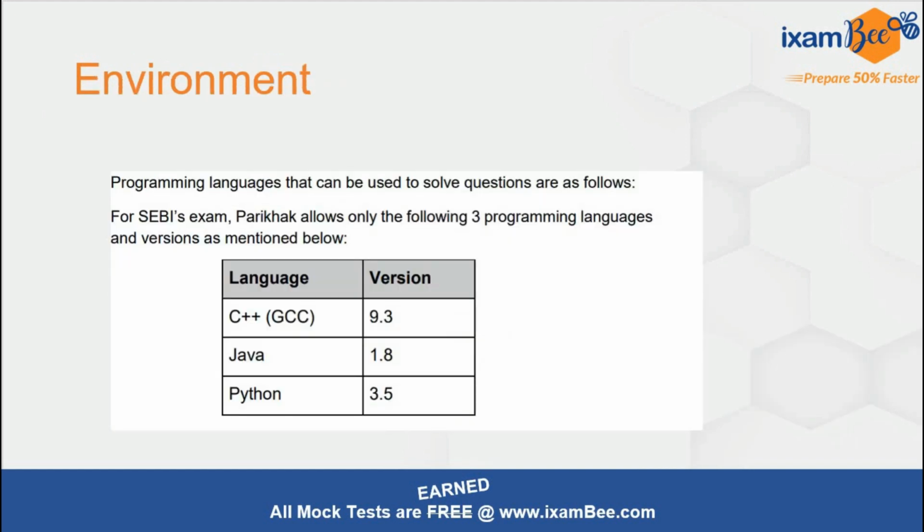Now, environment. What kind of environment we are going to get? So for C++, Java and Python, these will be the 3 things that you will be allowed to code in the exam. And there are the versions, the compiler versions. For C++, GCC, it's 9.3. Pretty much outdated as compared to the one that we are running today. For Java, it is 1.8, and for Python, it is 3.5.